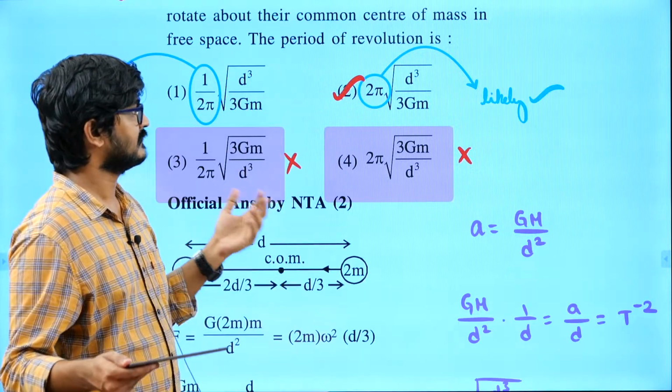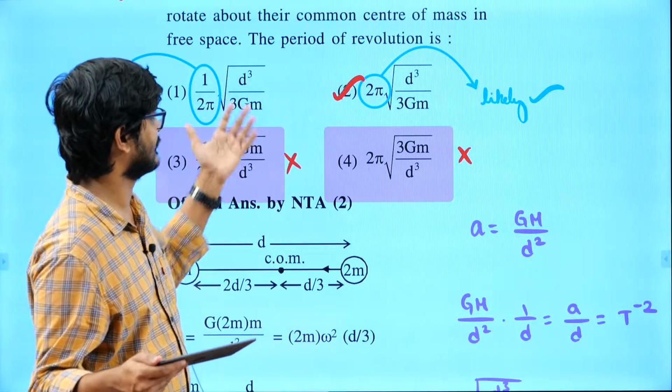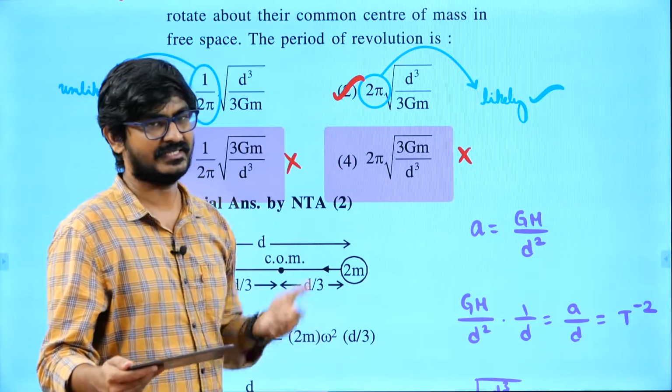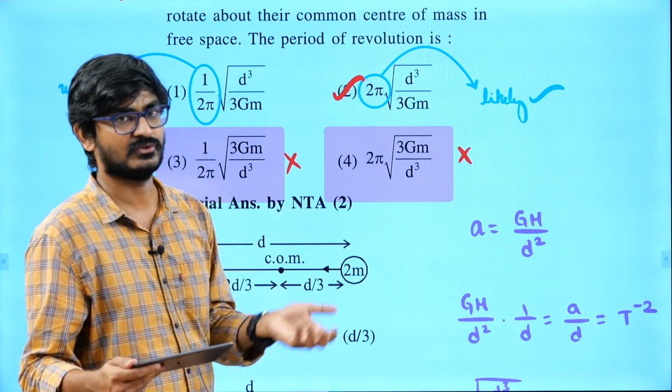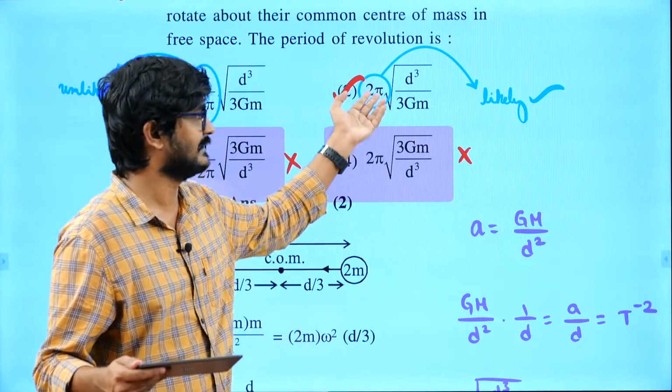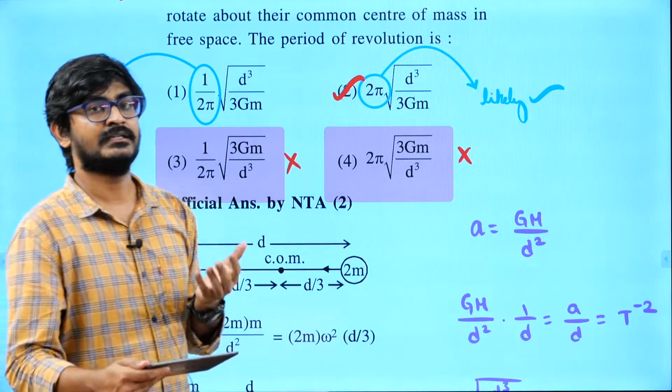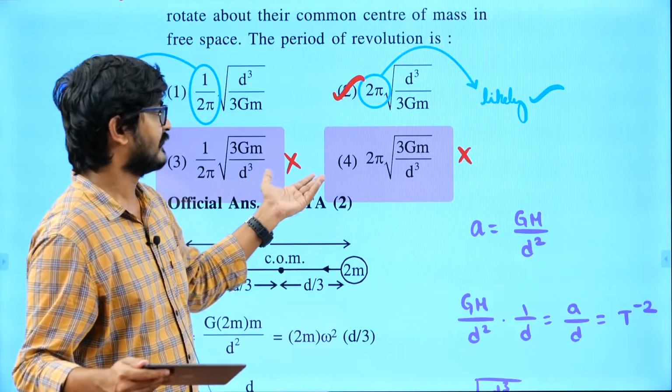And generally, when you are doing time period, 2 pi will be coming in the numerator. That's not a good way for me to say it, but this is likely to be the answer rather than this. But at least you have eliminated the probability of getting a wrong answer, right?